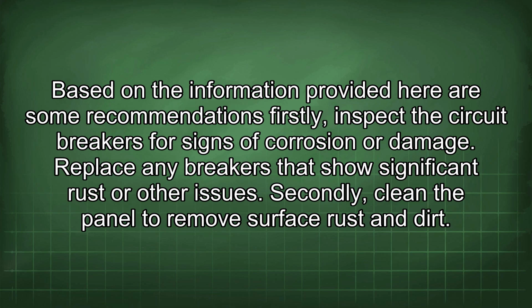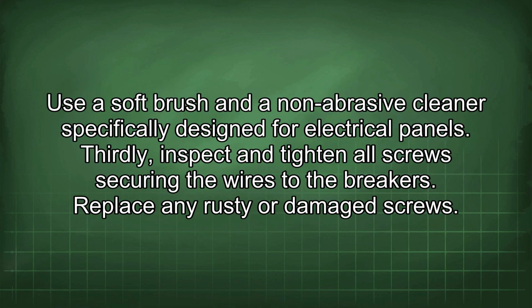Firstly, inspect the circuit breakers for signs of corrosion or damage. Replace any breakers that show significant rust or other issues. Secondly, clean the panel to remove surface rust and dirt. Use a soft brush and a non-abrasive cleaner specifically designed for electrical panels.